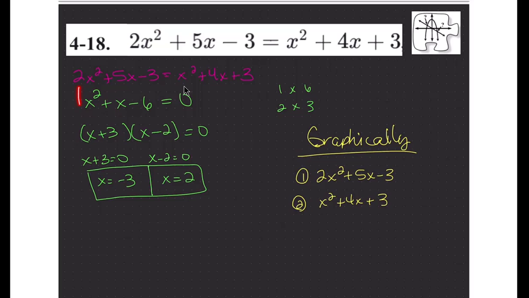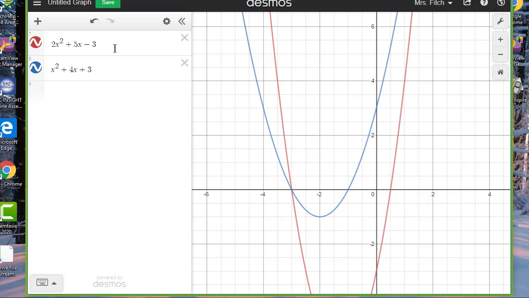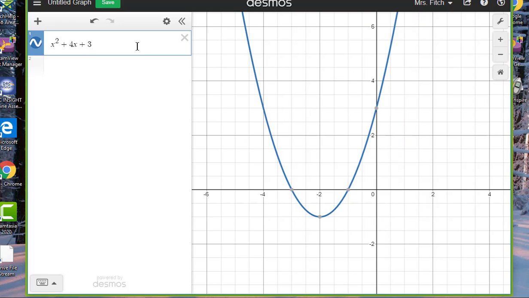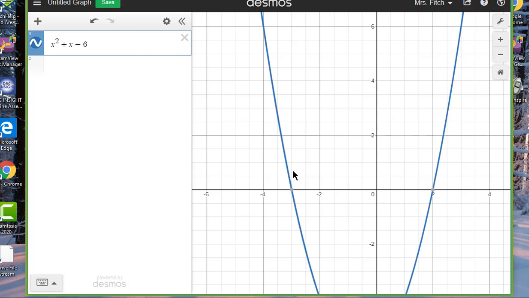Or even graphically, you could have just put this quadratic in, if you just put the quadratic after you got everything on the same side. When we got it all on the same side, we ended up with x squared plus x minus 6 equals 0. So you're looking for where it equals 0. So at -3 and at 2. Life is about options, right? You guys want to try a couple of these on your own?